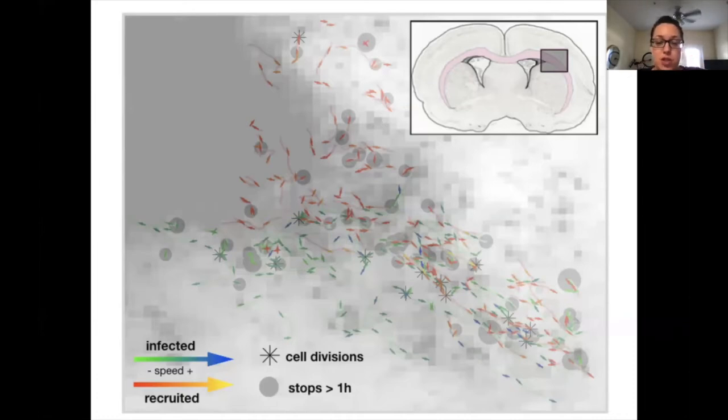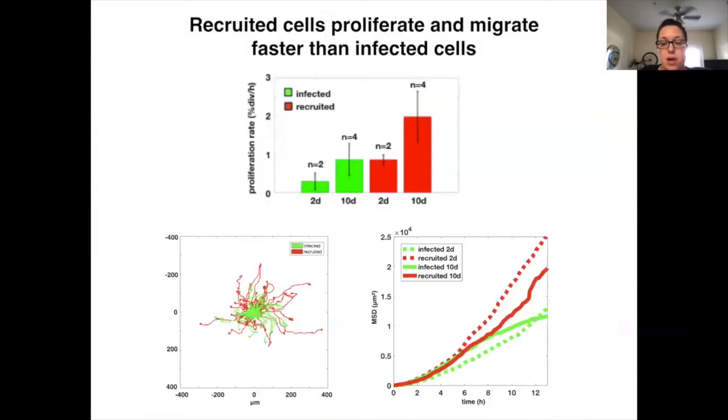Anytime there's a cell division, you can see an asterisk. There wasn't a whole lot of correlation with the environment or the other cells around to indicate where those were happening. But then these cells also stopped for long periods of time. So anytime they stopped for an hour or more, I placed a circle there in proportion to how long they stopped. So it's really complicated movement. We can look at it in a more detailed way, or we can look at it more simply.